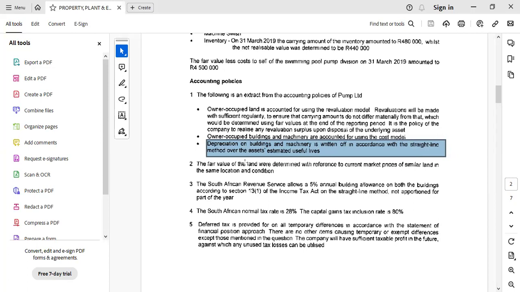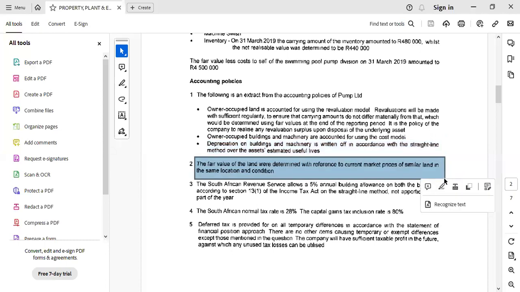Right, the fair values of land were determined with reference to current prices of similar land in the same location and condition. This is just to tell us that we can rely on the fair values determined, as they were based on what? On similar land within the similar location. So they can be relied upon, the fair values. Usually this information, if possible, you can put it in the notes down there where you describe how you found the revaluation.